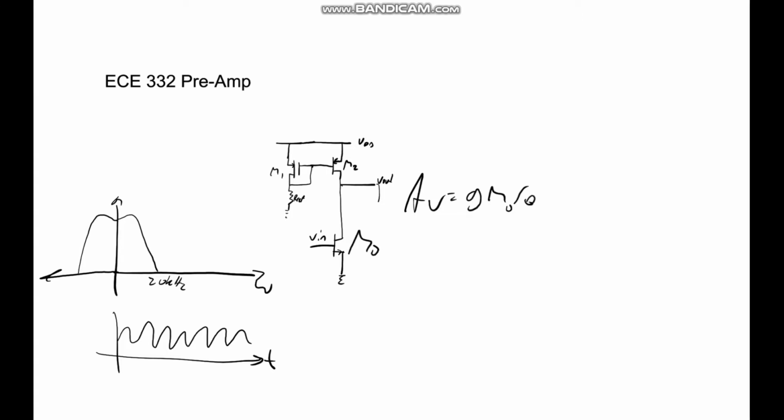So we're going to have some kind of load. When we think about output resistance, it's going to be the output resistance of this transistor and the output resistance of this one, because we're looking into the drain to find the output resistance for both of those.